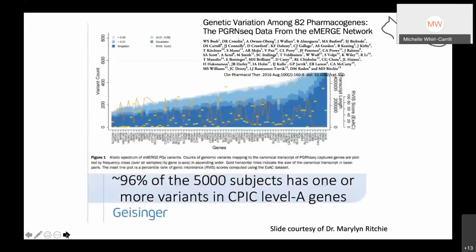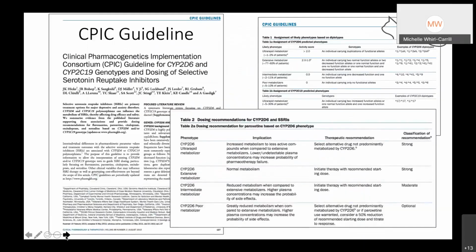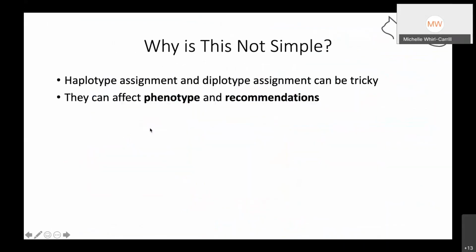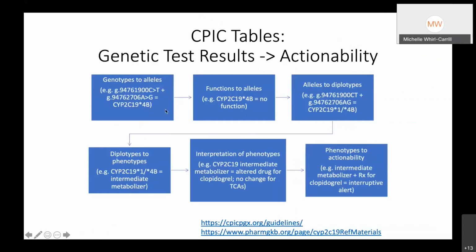We know that there have been multiple studies. This is just one from Geisinger, where they found 96% of their subjects had one or more variants that was actionable in CPIC. So this is not rare, to have a patient that may have a variant that is actually actionable. We know that the CPIC guidelines exist. They give us copious amounts of resources to be able to go from the genotypes all the way to the recommendation.